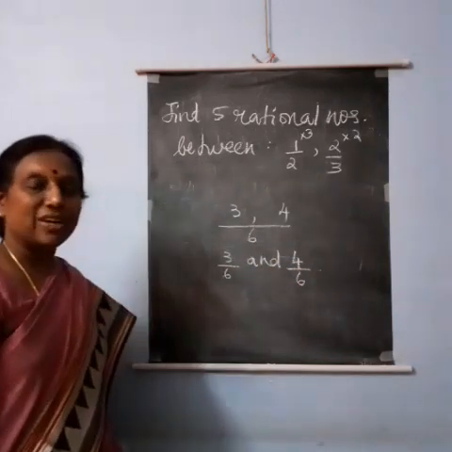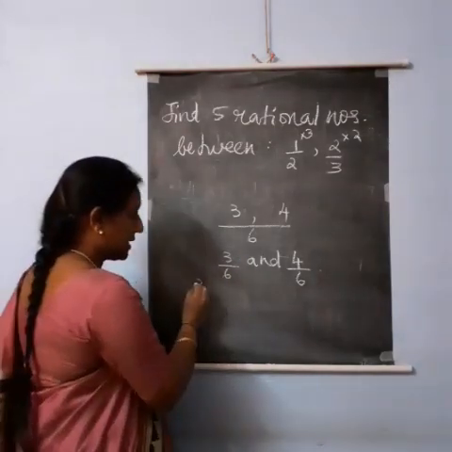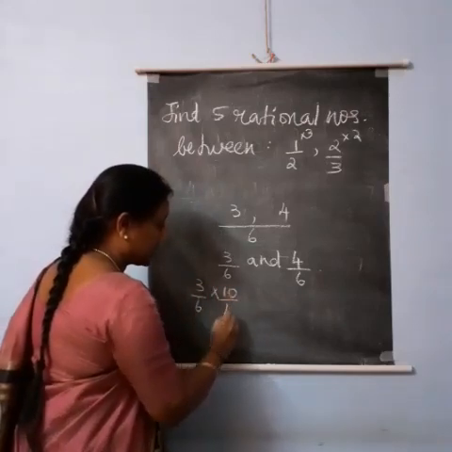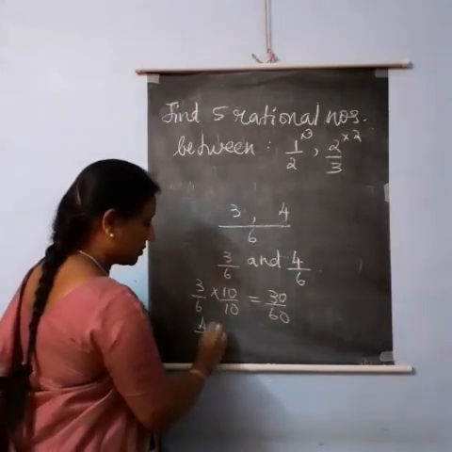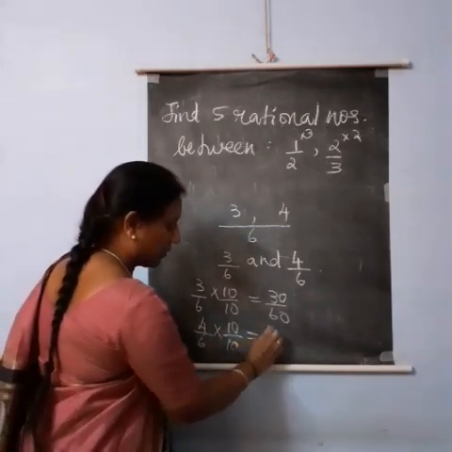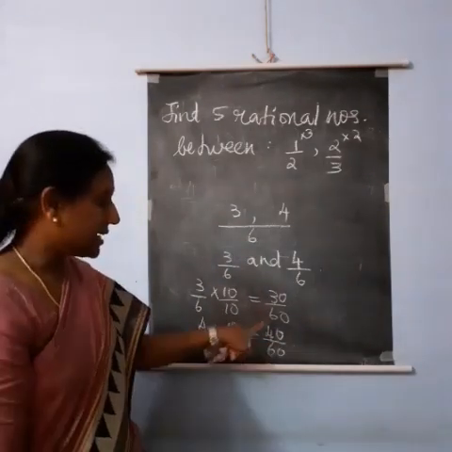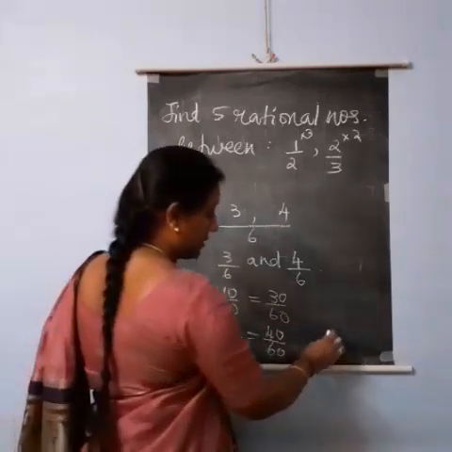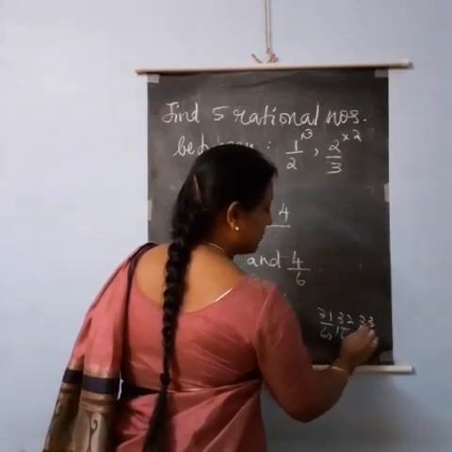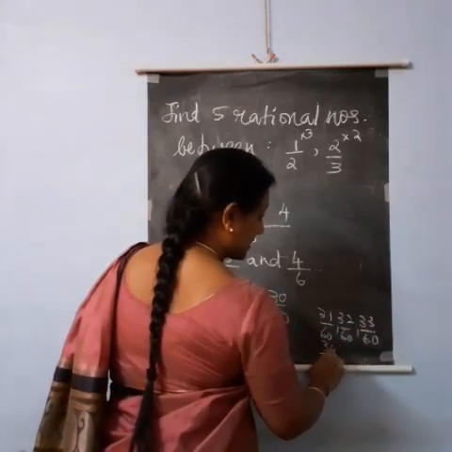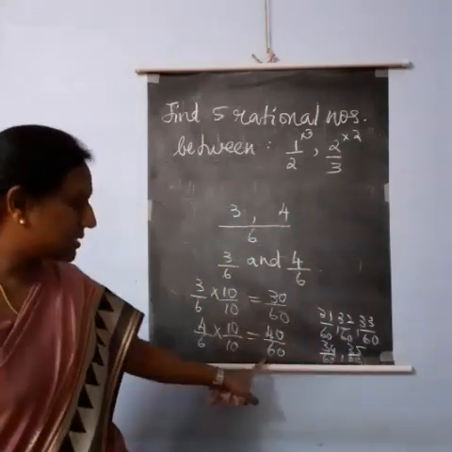Now can we find a number of fractions by multiplying by 10 by 10 and 10 by 10? So what will you get? 3 by 6 into 10 by 10 is equal to 30 by 60, and 4 by 6 into 10 by 10 is equal to 40 by 60. So do you understand how to find the equivalent fractions? After getting this, we can find 5 rational numbers, that is 31 by 60, 32 by 60, 33 by 60, 34 by 60, 35 by 60. You can even have 36 by 60 up to 39 by 60.